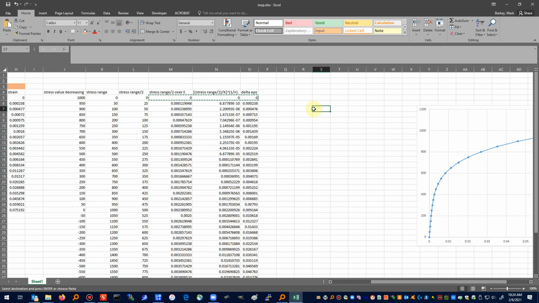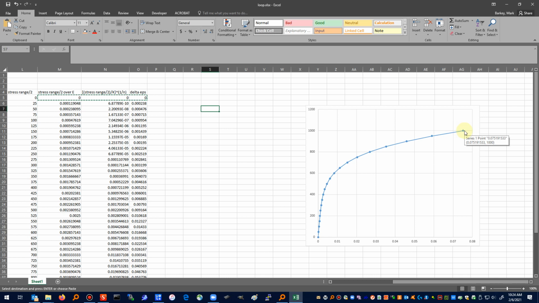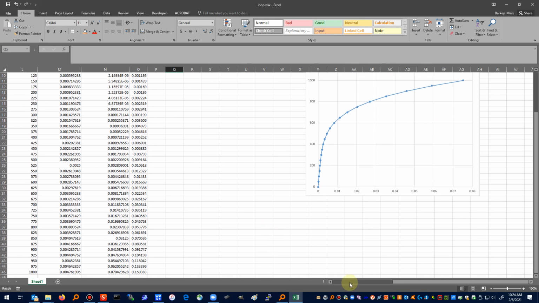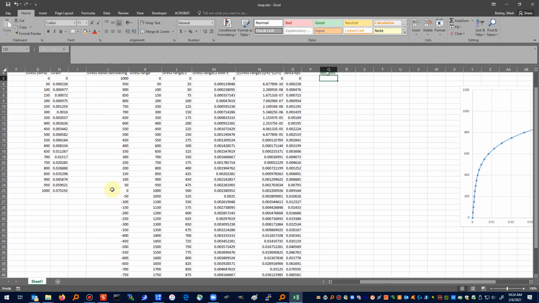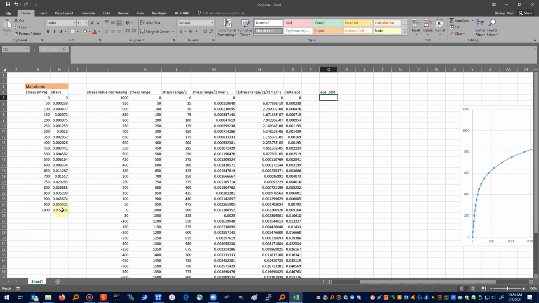All right, now the delta epsilon is referenced from this last point, so whatever, the 0.075, whatever. Okay, so the value that we would want to plot is going to be the last value on this part of the monotonic part, take away the delta epsilon. Okay, so that's going to be the value to plot.